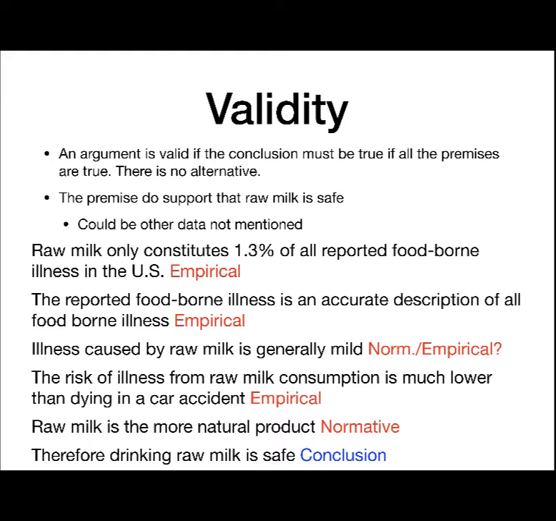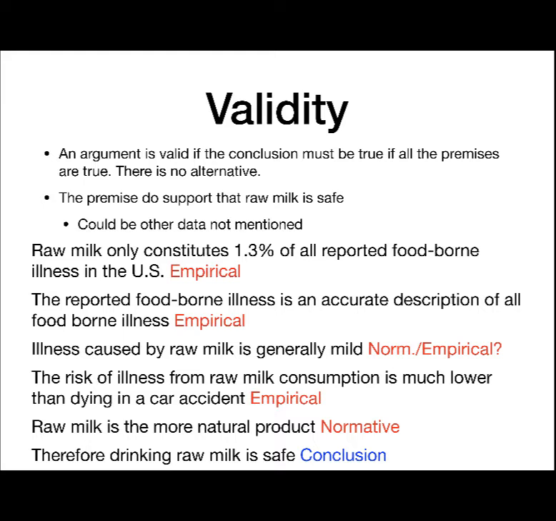An argument is valid if the conclusion must be true if all the premises are true. There is no alternative. You have to look through each premise, and if you accept each of them as true, is the conclusion true? If you do accept all of these premises, that's good support that drinking raw milk is safe. Now, there could be other data that's not mentioned, but we're going to say that this is the summation of most of the data that's there, and that if all these premises are true, then you can pretty much assume that drinking raw milk is safe. So this argument is valid.